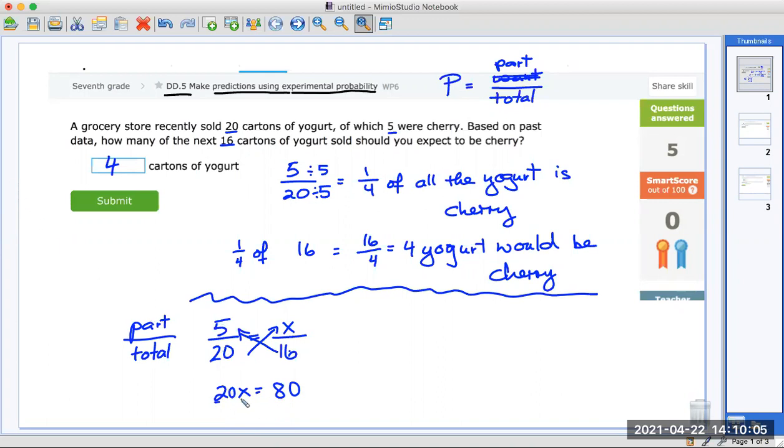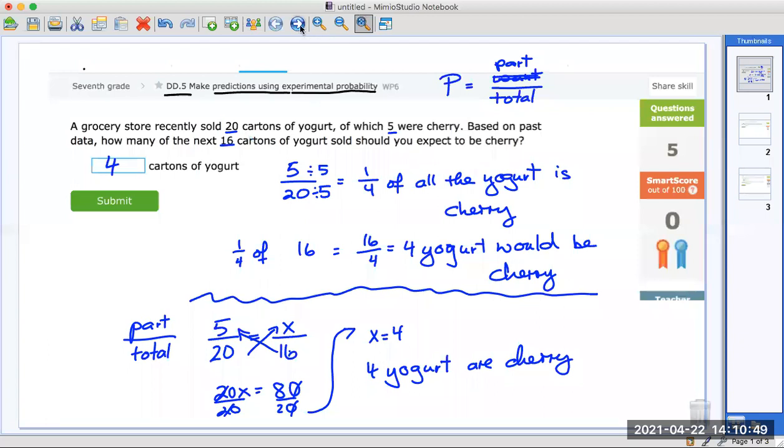You could also divide both sides by 20. The common zeros cancel. X is 8 divided by 2, which is 4. So 4 yogurt are cherry. So those are two ways to find out. Reduce your fraction and find the same quantity from the second part they tell you, or you can write a proportion and use cross product to solve for the unknown quantity.